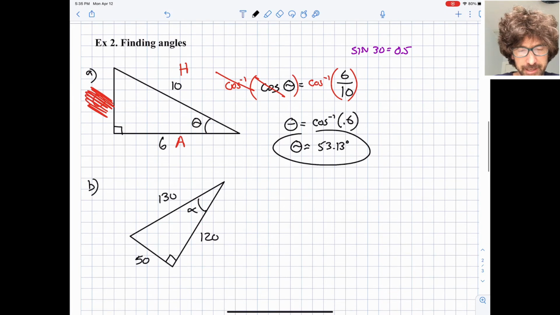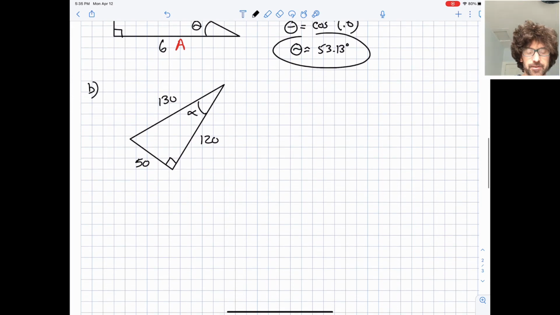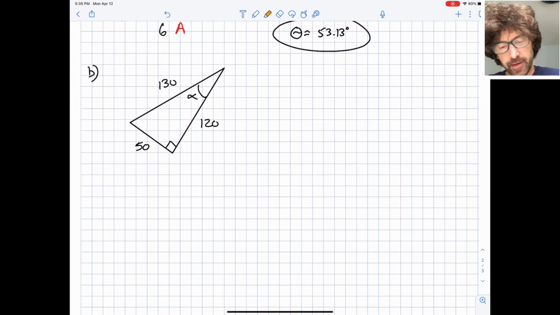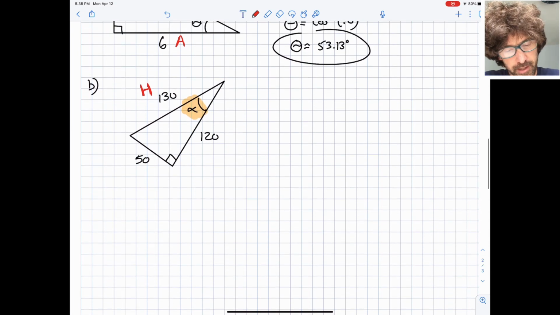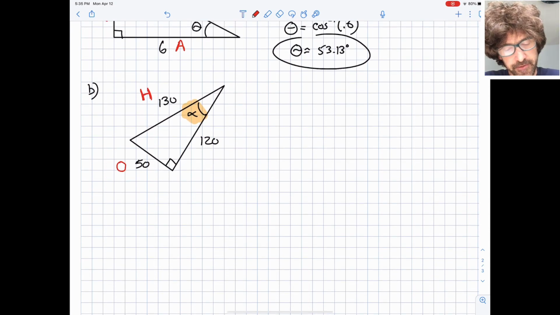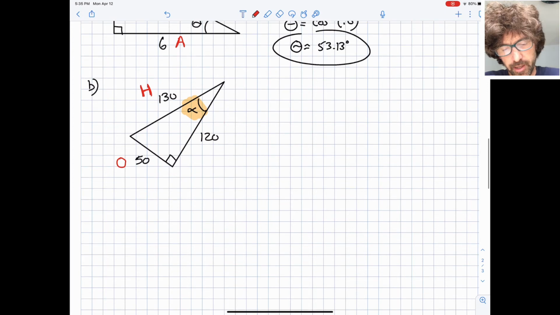All right, let's do this next one, problem number B, and we're looking for angle theta. And let's first label HOA, like I've been saying. So hypotenuse is the longest side, opposite or across from the right angle. The opposite side is this 50, which is opposite the angle we're working with, and the 120 is adjacent to the angle we're working with.